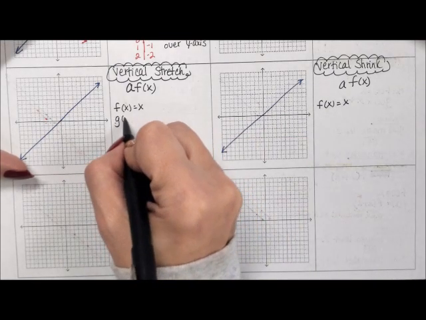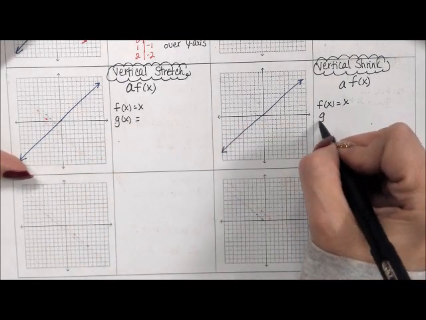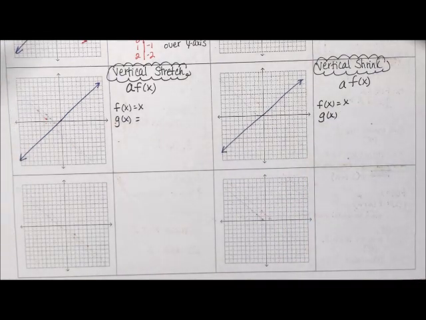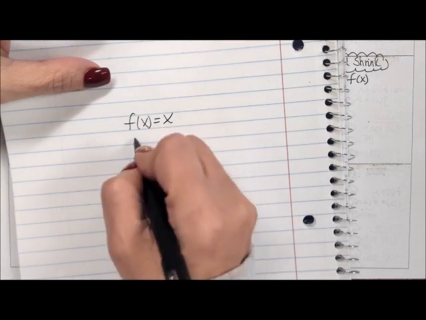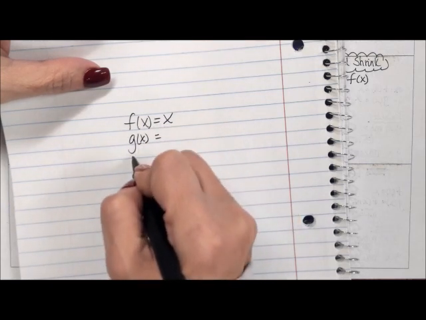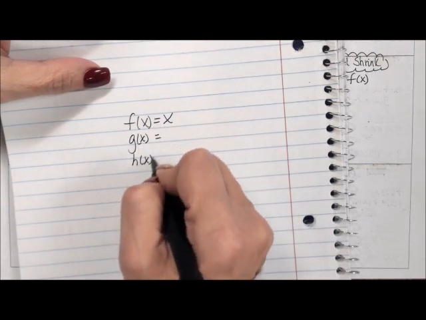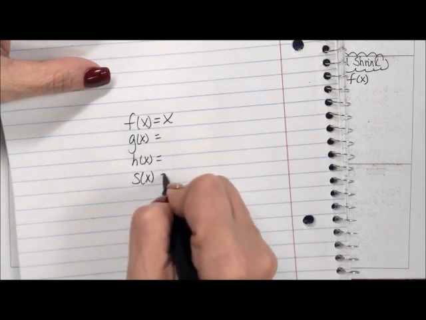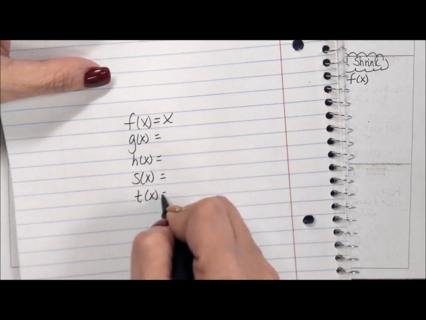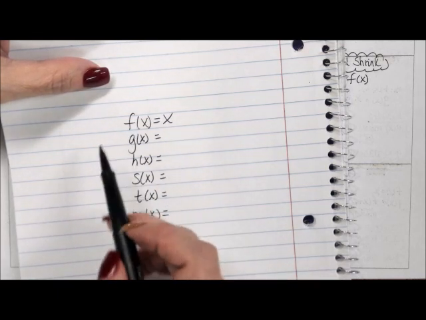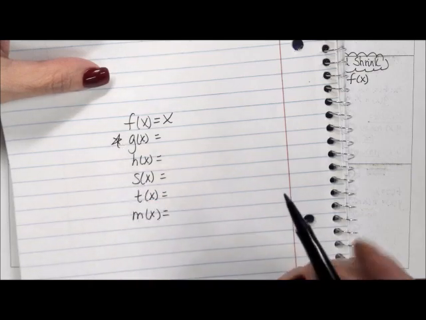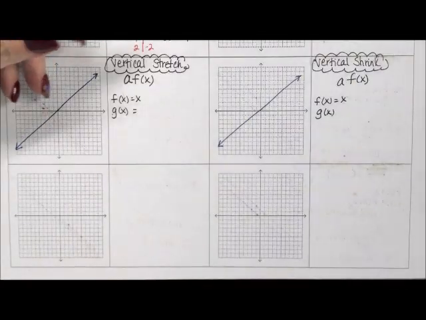But the baby, here's what's going to happen with the baby. G of x. And I just want to point out, you can have babies with different names, right? Because you guys all in my class have different names. So the parent function, f of x equals x, I could have a baby g of x, I could have h of x, I could have s of x, I could have t of x, I could have m of x, I could have any baby with different names. I'm just choosing on all of this to use g of x. That's the most common one that you'll see me use.